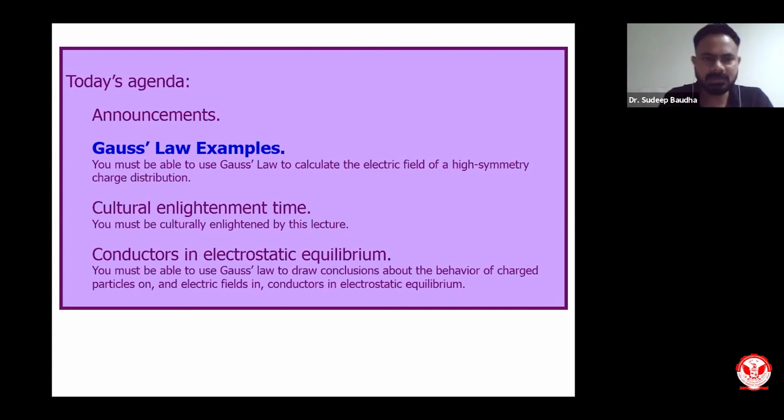From the first, you must be able to use Gauss law to calculate the electric field of a highly symmetric charge distribution. Highly symmetric means it is either a line, a sphere, a cylinder, or something of that type. So let us start with those examples. Let us see how to use Gauss law to calculate the electric field there.